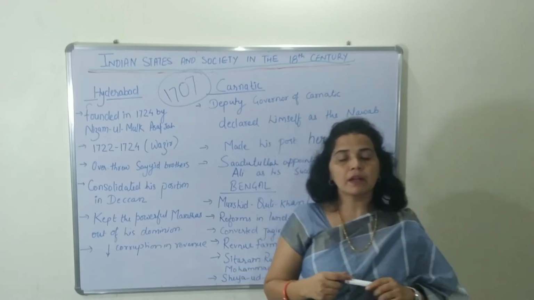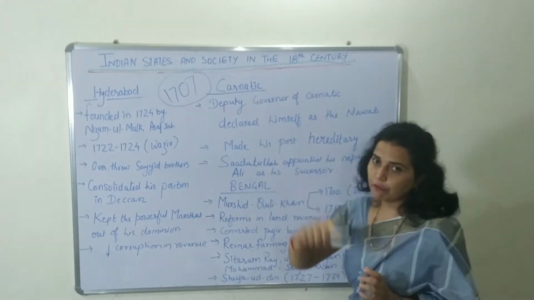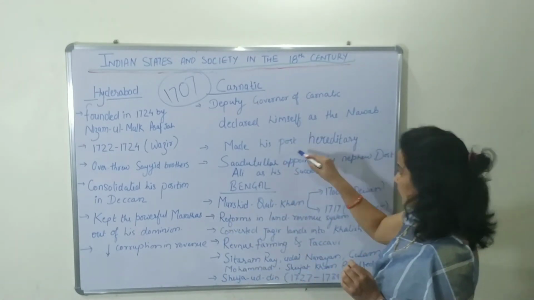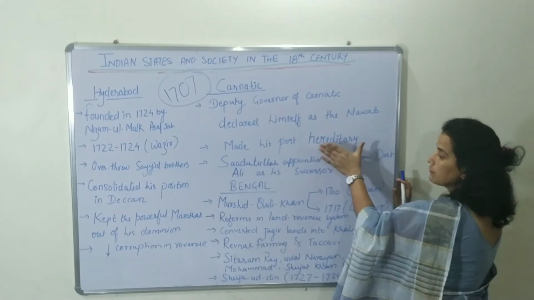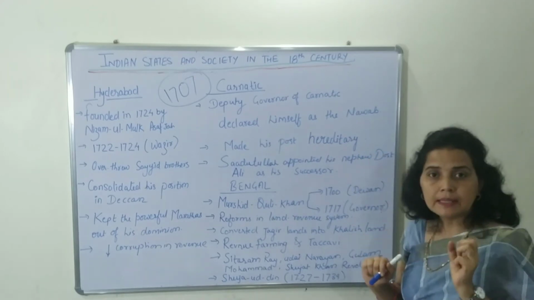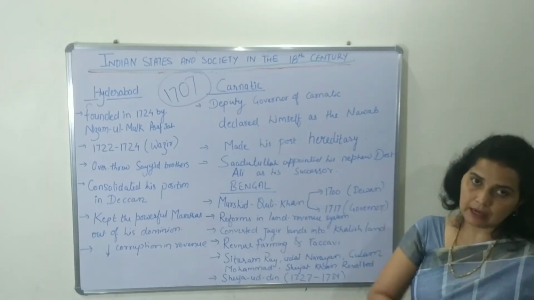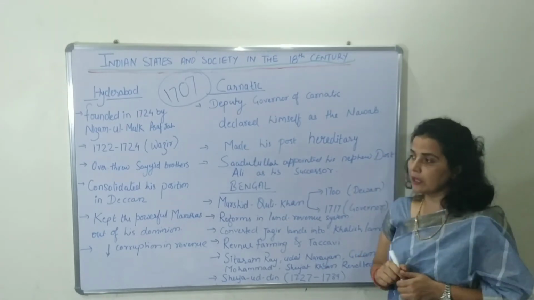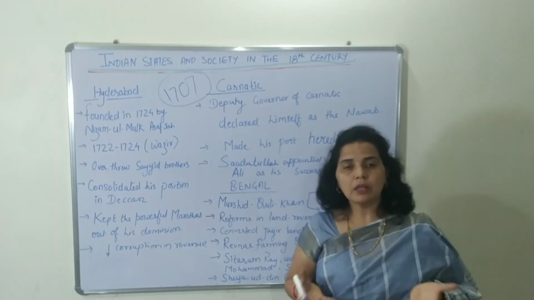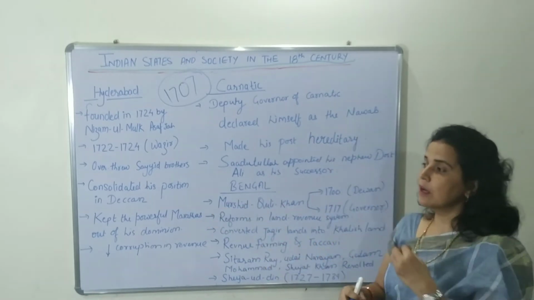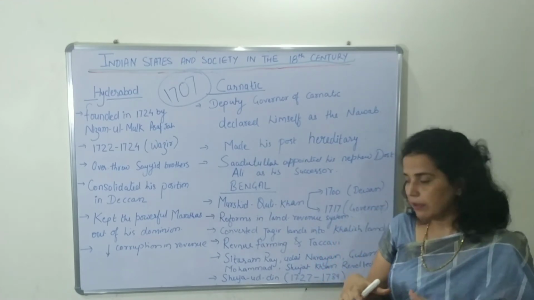There was a deputy governor known as Sadatullah Khan. He declared himself the Nawab of the Carnatic, and he made his post hereditary. Hereditary means now the people of his family will rule that particular state. Later he appointed his nephew Dost Ali as the successor of the Carnatic. And after 1740, due to internal conflict related to the Nawabship, with each person saying I will become Nawab, the position of the Carnatic became very fragile.